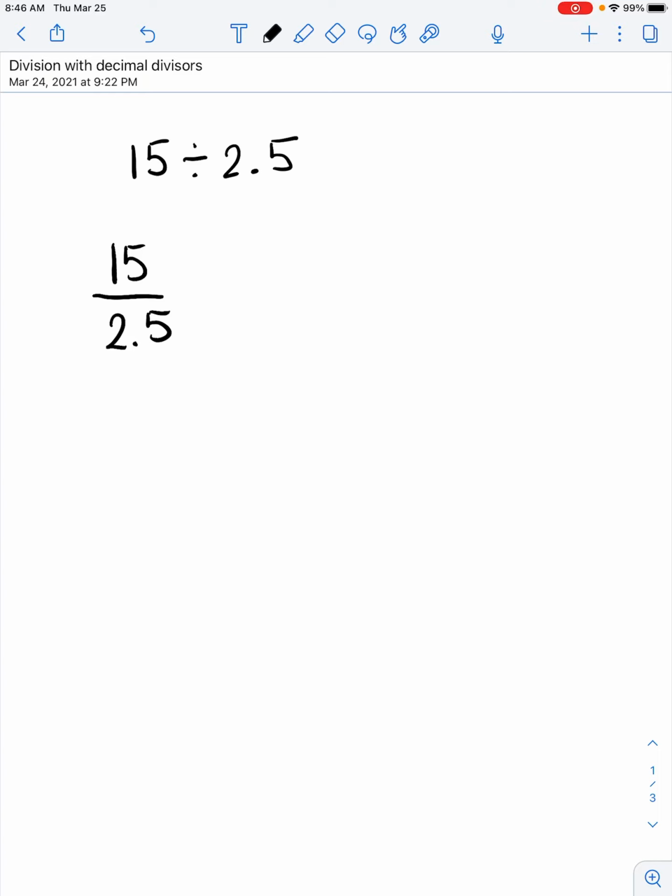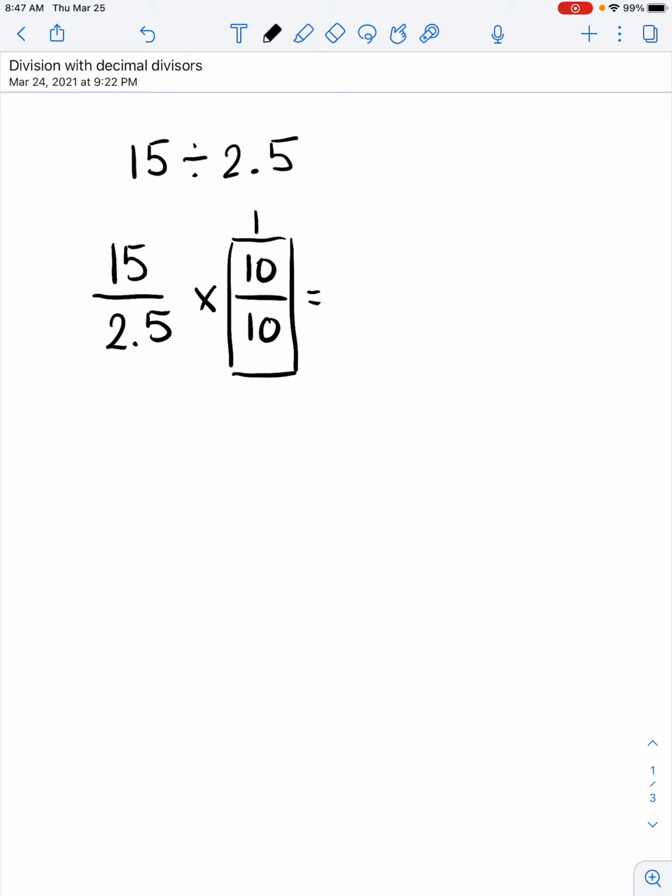So I'm going to try and think, what can I do to fix that so that it looks like something I'm used to seeing? And I know that if I multiply a number by a power of 10, 10, 100, 1,000, I just move the decimal point the number of places to the right that I have zeros in my power of 10. So to make it a little easier to understand, if I multiply this fraction by 10 over 10, which is 1, right? Because anytime numerator and denominator are the same, a fraction is equal to 1. So I'm not changing the value.